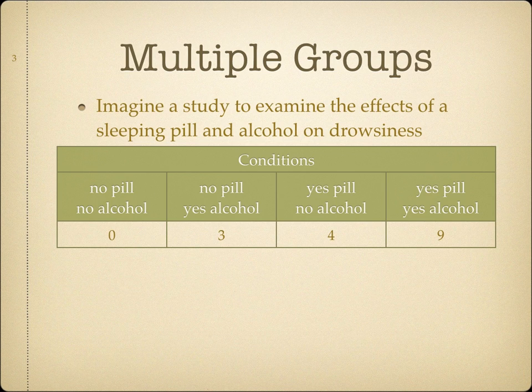So we have a basic study here of 4 groups. We're going to imagine that we're examining the effects of a sleeping pill and alcohol on drowsiness in people. And what we've got is 4 conditions, one of which would be considered probably a control condition, no pill and no alcohol given to the person, and we measure drowsiness across a large number of people, how much it increases in the person.